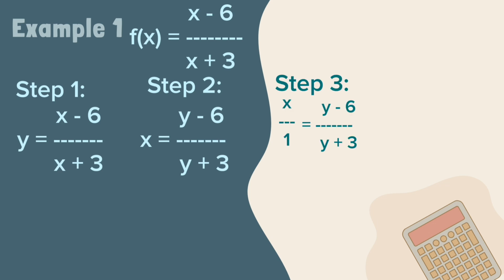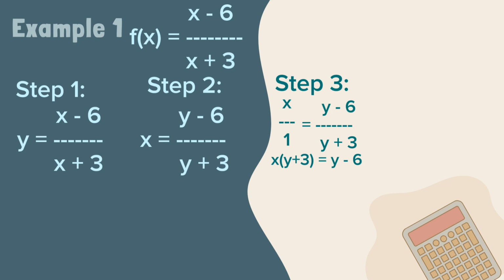So the first thing we have to do is cross multiply. But how can we cross multiply it when x doesn't have a denominator? Well, it is understandable that below x is 1. After cross-multiplying, we'll have this: x times the quantity of y plus 3 equals y minus 6.